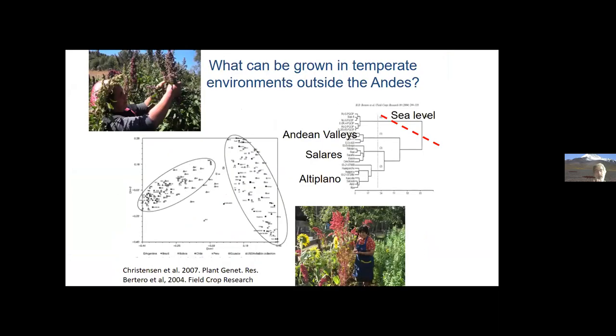But if we look at the genetic diversity and genetic variability of the crop, we see that the sea level ecotype is the most important for adaptation outside the Andes. So it is very difficult for people who want to adapt quinoa in other countries to use the local varieties from altitude, from the altiplano, from North Chile, North Argentina, or Bolivia and Peru.